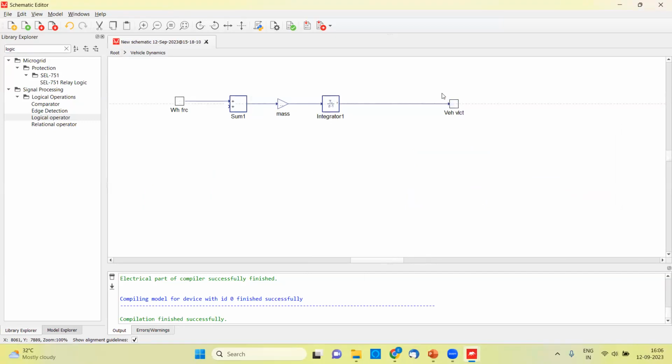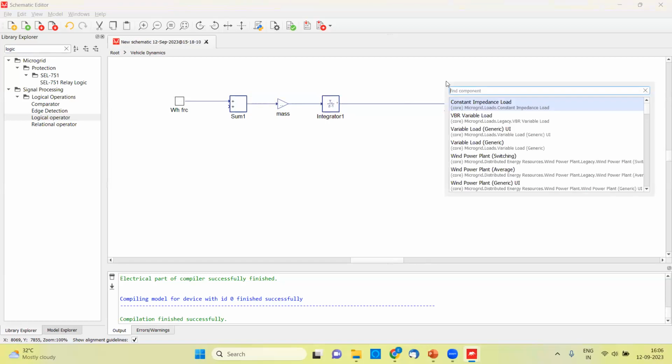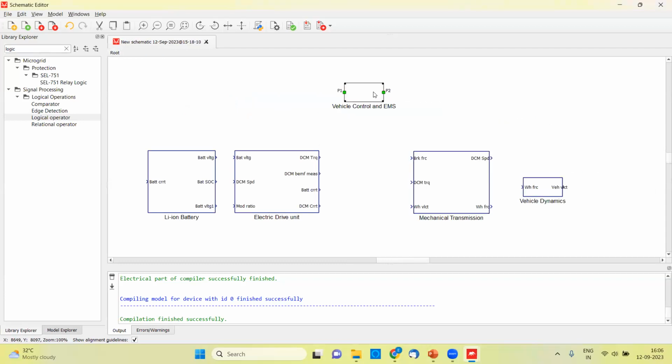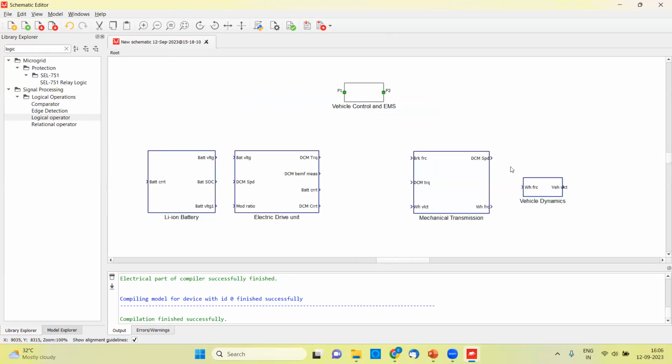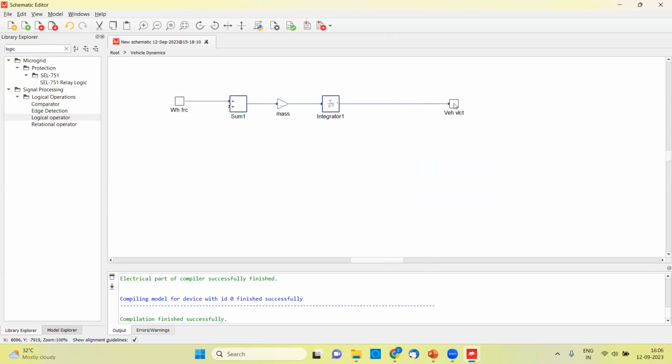I'm going to take this velocity 2 times because I have to provide it to two particular subsystems. One will go to my control unit, that is this vehicle control and EMS, and one will come over here. Basically, in this wheel force, we will provide that vehicle velocity also. In the wheel velocity, we are going to provide the vehicle velocity input. So I'm going to copy this block once again, and I'm taking this same output 2 times.